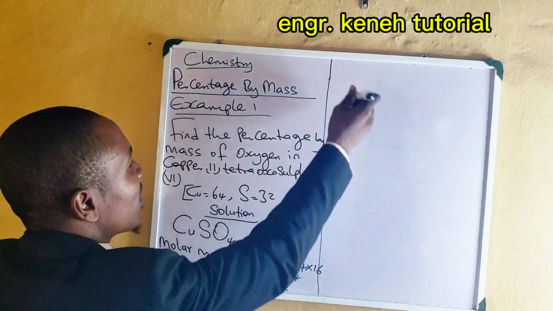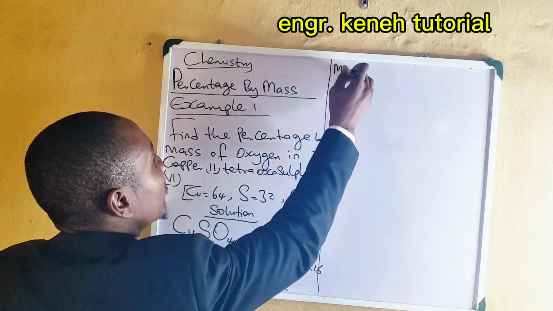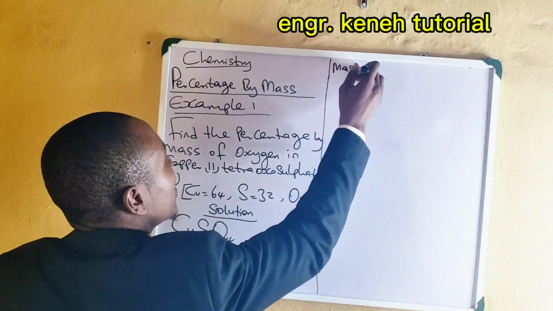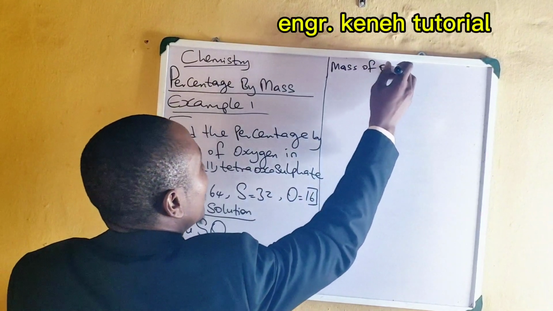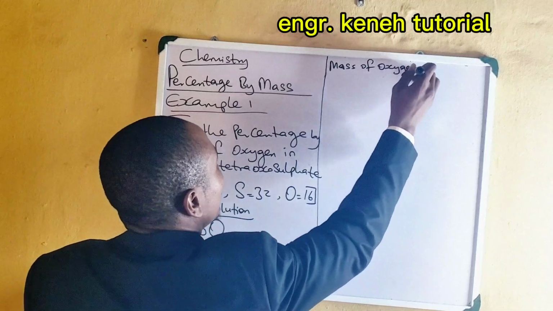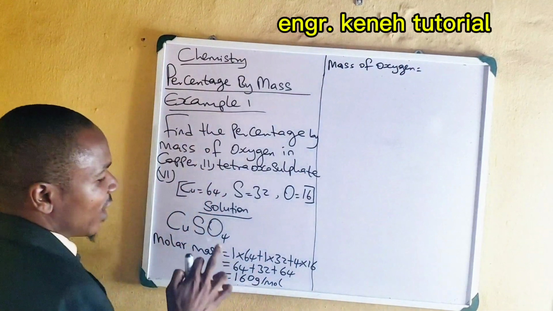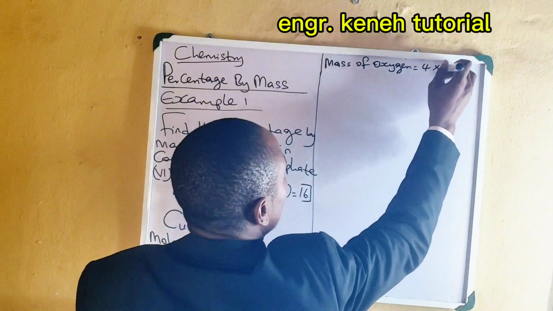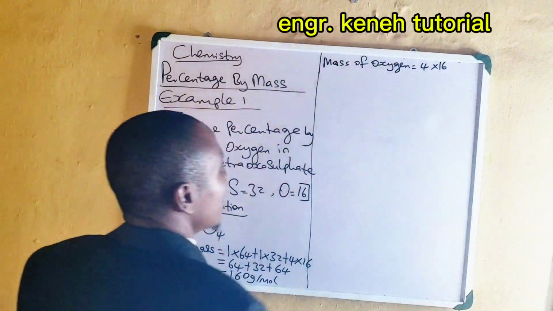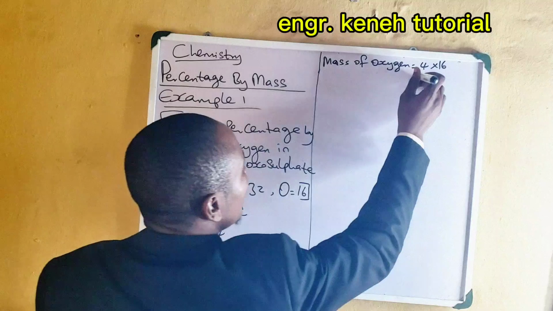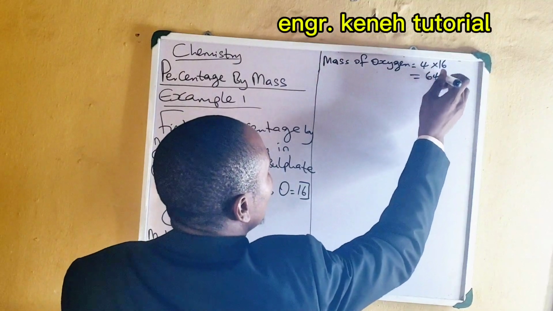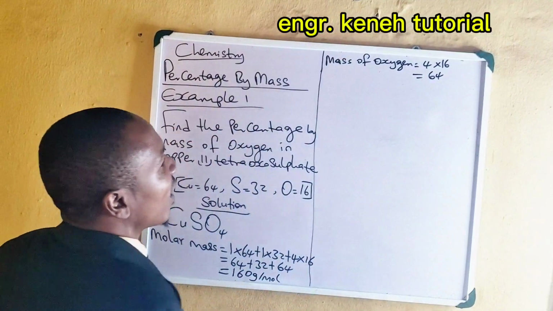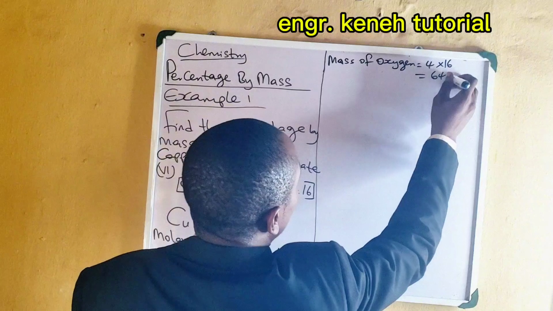So we have the mass of oxygen. Oxygen alone, we have 4 atoms of oxygen. So we have 4 times 16. And when you multiply, you get 64. Can you see that? So we have 64 grams.